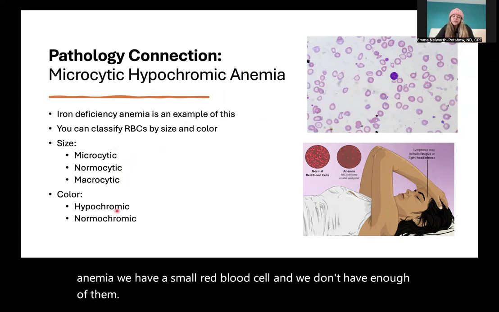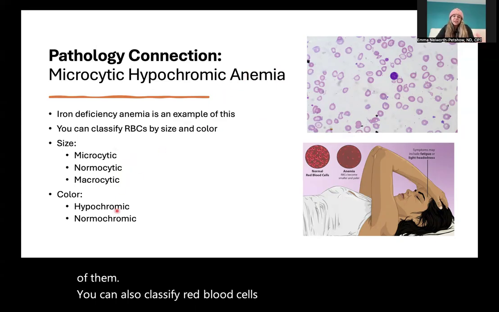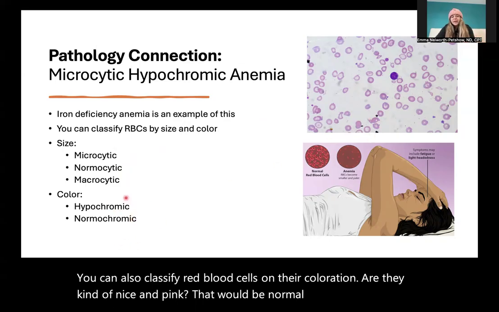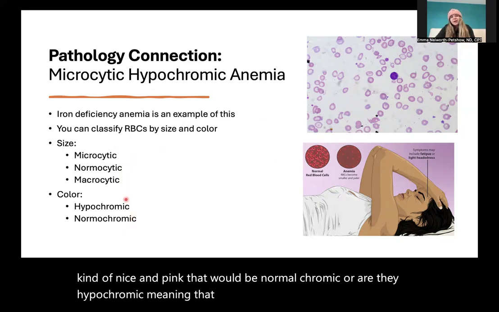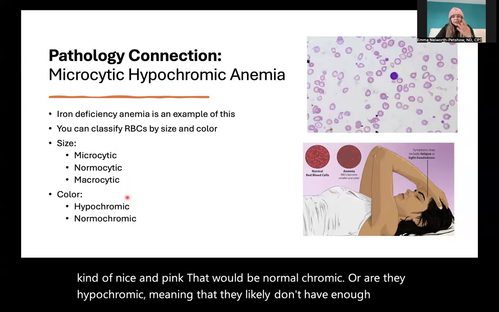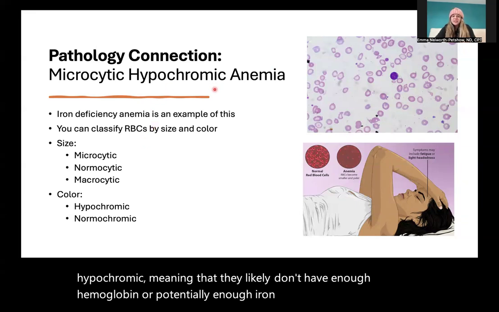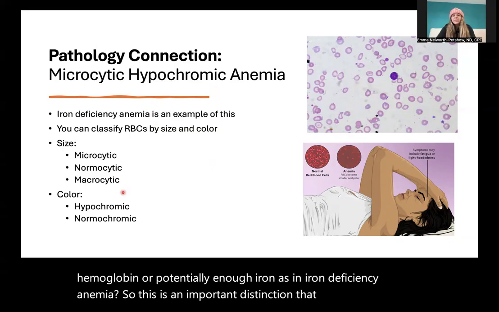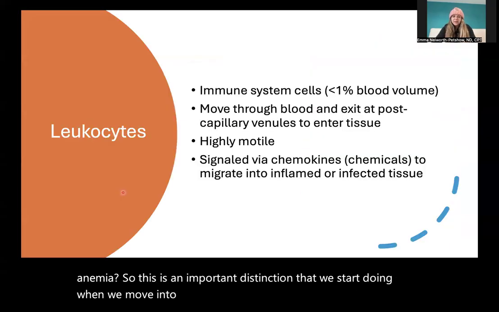You can also classify red blood cells on their coloration. Are they nice and pink, that would be normochromic, or are they hypochromic, meaning that they likely don't have enough hemoglobin or potentially enough iron, as in iron deficiency anemia. So this is an important distinction that we start doing when we move into pathology.